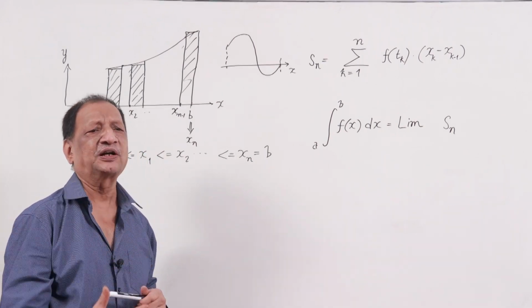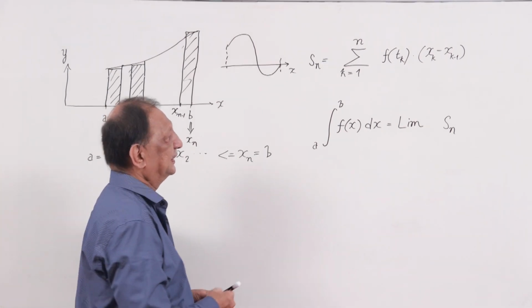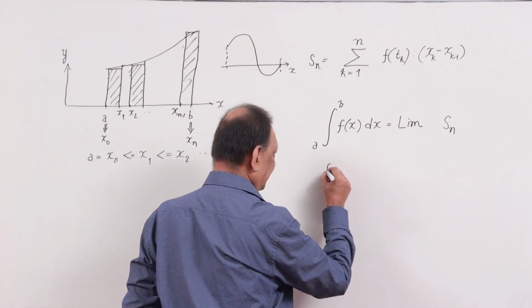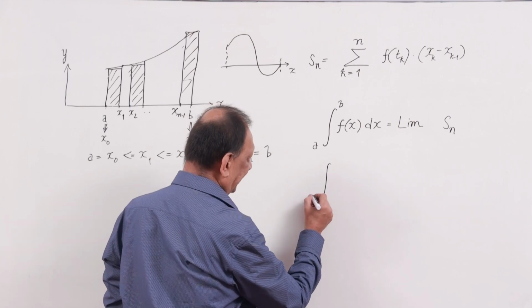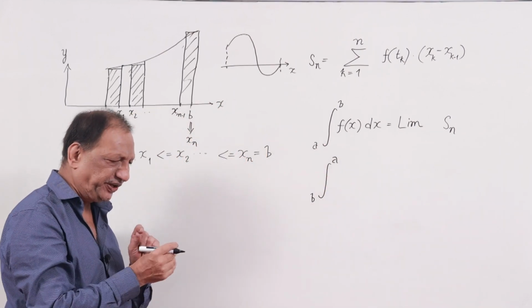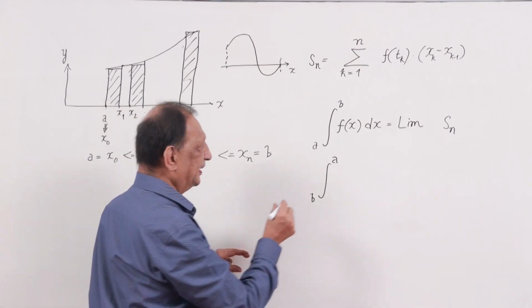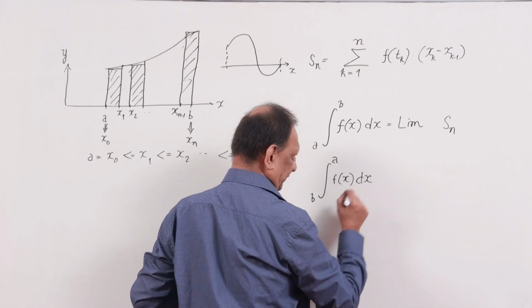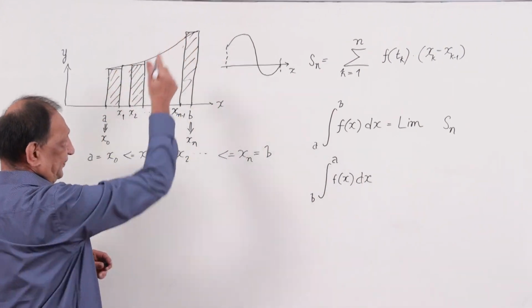Now, that also brings us to a convention. Supposing I want to write the definite integral from B to A, not A to B, B to A. I want to start from B and go towards A, the same f(x) dx. What is going to happen? Take this f, or original f, for example.